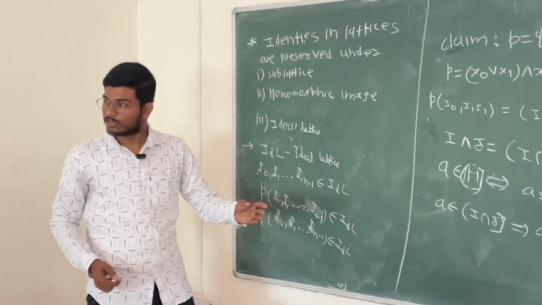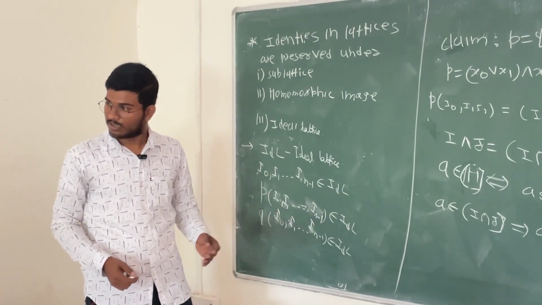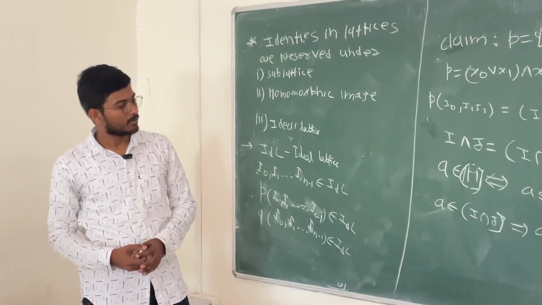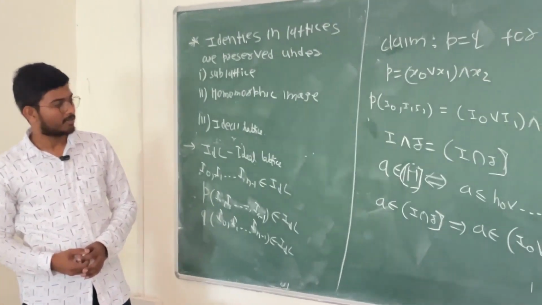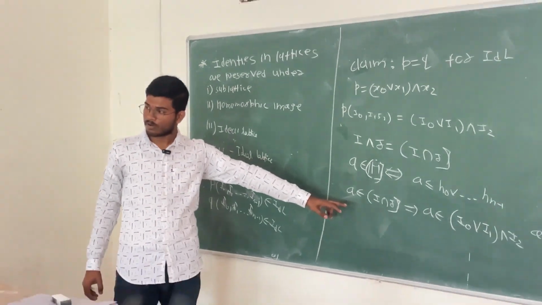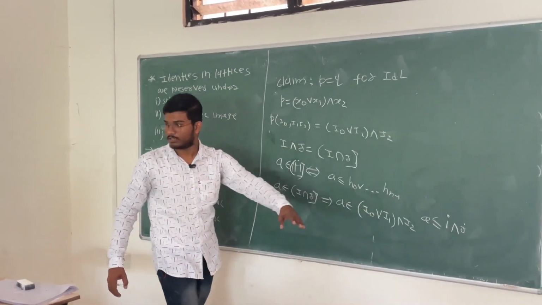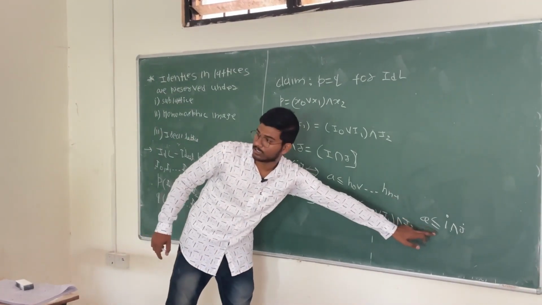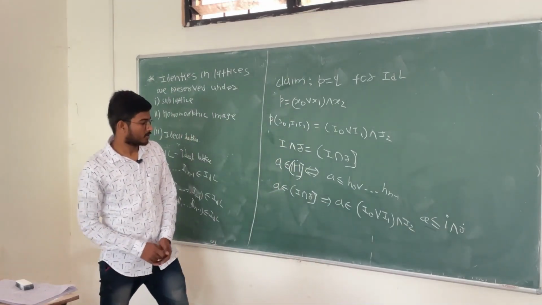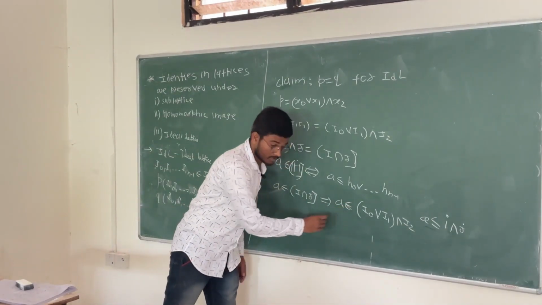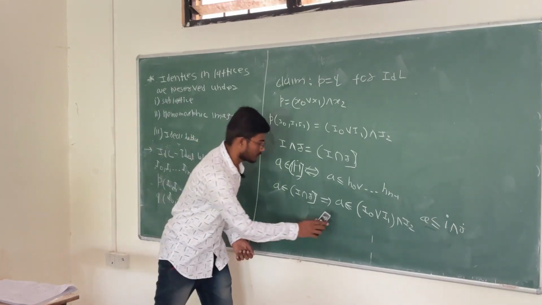So what you are saying is that there is an element in that ideal. That means A is less than or equal to some element, yes, I meet J, this element. So that A is less than or equal to, right? Next step, A belongs to only. You write that it belongs to.